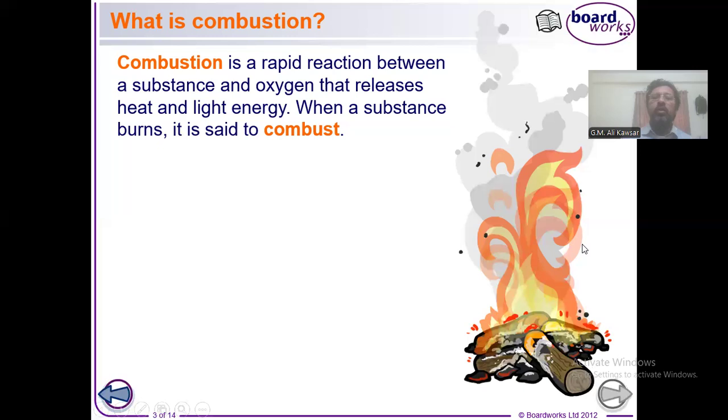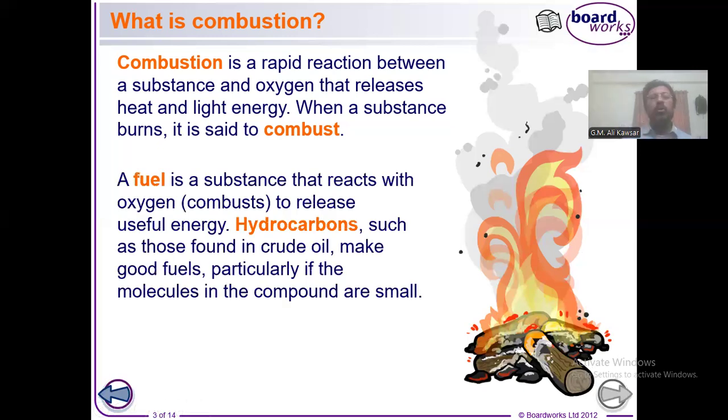Let me go further. We know that fuel is a kind of substance which we burn in the presence of oxygen. For example, hydrocarbons are burned, and hydrocarbons actually come from crude oil. When we burn it, we get carbon dioxide, water, and a sufficient amount of heat energy. That heat energy can be used as fuel. I hope you understood. Well, let me change the slide now.